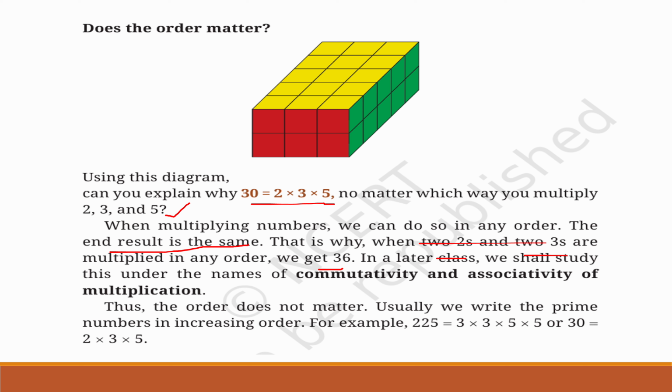In a later class, we shall study this under the names of commutativity and associativity of multiplication. Thus, the order does not matter. Usually, we write the prime numbers in increasing order for convenience. For example, 225 is equal to 3 into 3 into 5 into 5, or 30 is equal to 2 into 3 into 5. So, we will usually write them in increasing order for convenience.